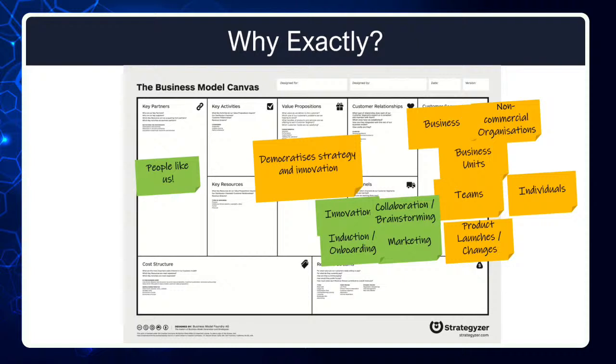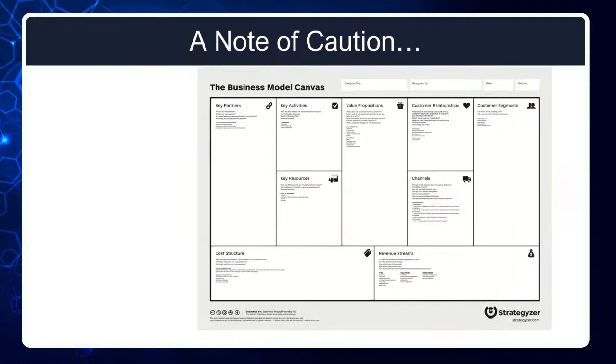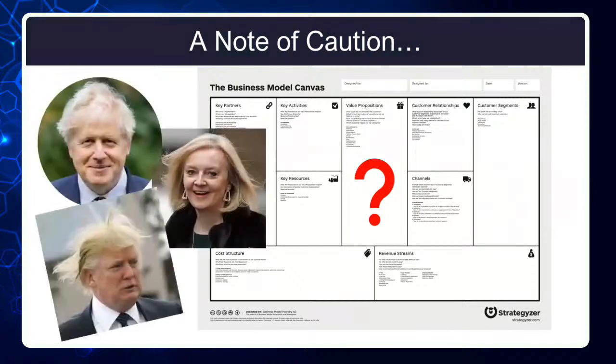People like us, I use it every day, and it's a tool to be used every day. It's not a one-off thing that you do and then forget. It's something you use all the time in order to change and progress businesses and organizations. Now, we talked about how it's useful in lots of situations, and it is indeed, but in order for it to be useful, you have to be able to identify a valid value proposition. And so there's at least one area where it's not useful, and so we don't use it for politics.